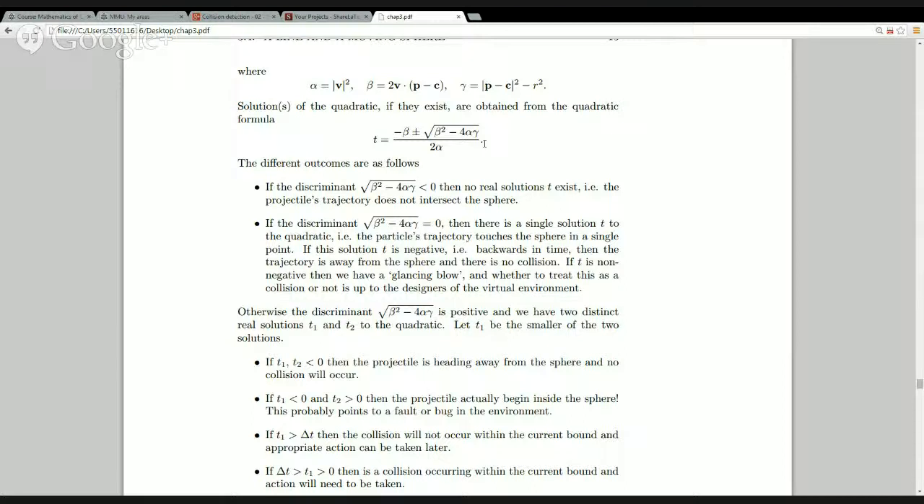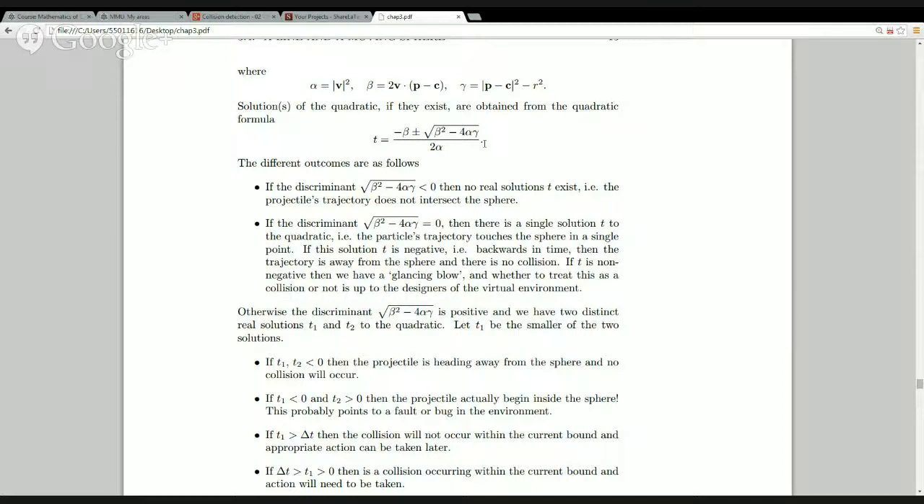Otherwise, if none of these cases hold, then we've got two strictly positive solutions, T1 and T2. There are 2 points in the future at which the line intersects the sphere. The earlier one is when the line enters the sphere. The later one is when the line exits the sphere. So that's the situation illustrated in the original diagram, where the linear trajectory starts outside the sphere, and it intersects the sphere twice.